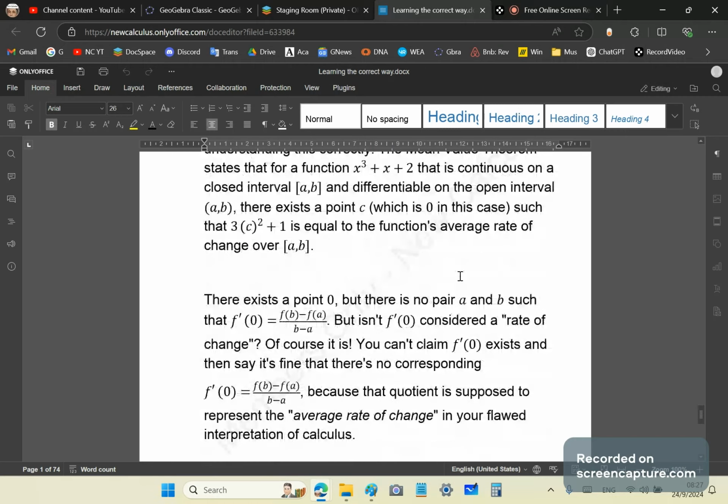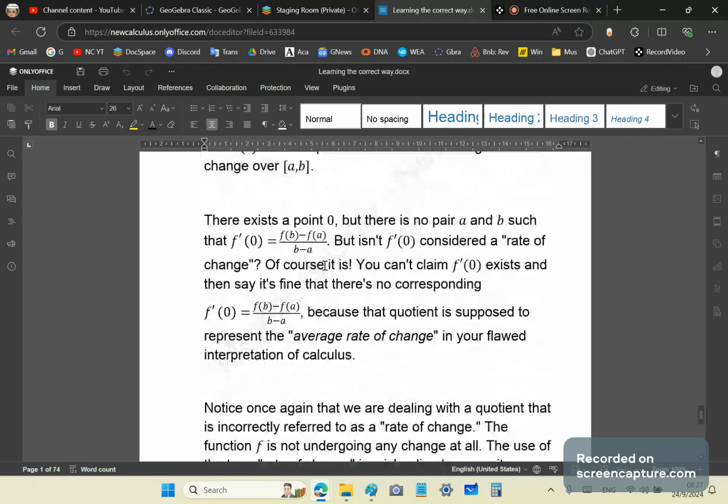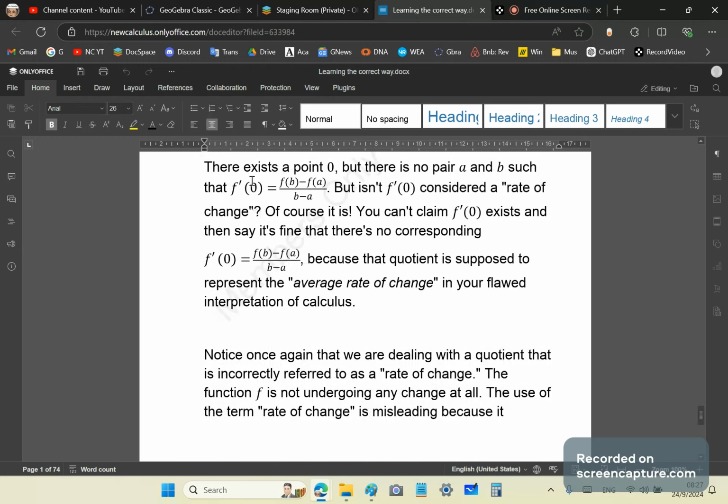Now, the typical retort that they have is they say, there exists a point zero, but there is no pair A and B such that, this is what I say actually. And if there's a point zero and it's differentiable at point zero, then there ought to be a difference quotient, okay? Because that's how the derivative is defined in the mean value theorem. It's defined as a difference quotient, okay?